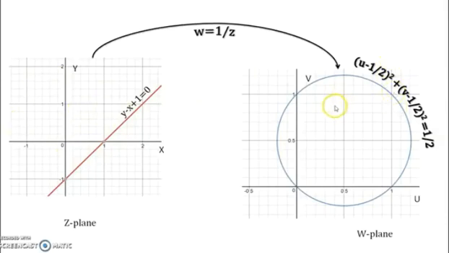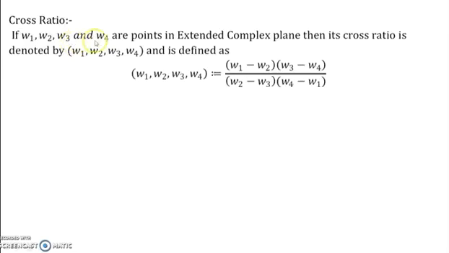This is the sketch of the given problem that will be mapped into like this. Already I told you, in the bilinear transformation, lines are mapped into circles or lines, and circles are mapped into straight lines or circles. Next, we move on to the cross ratio definition.